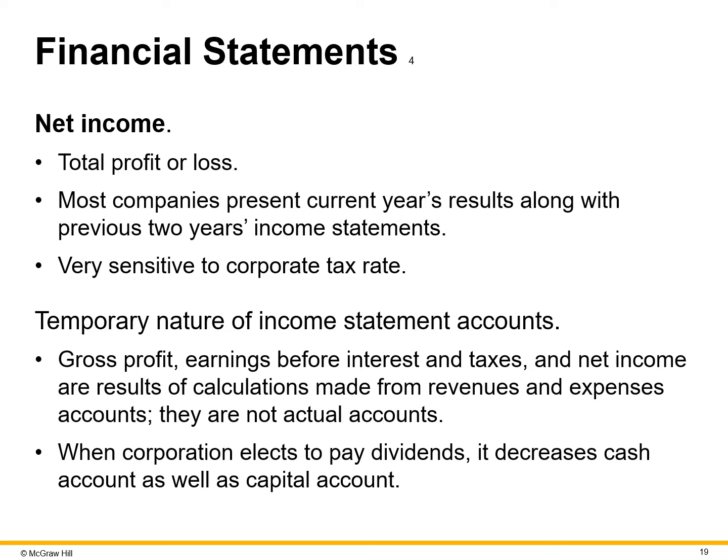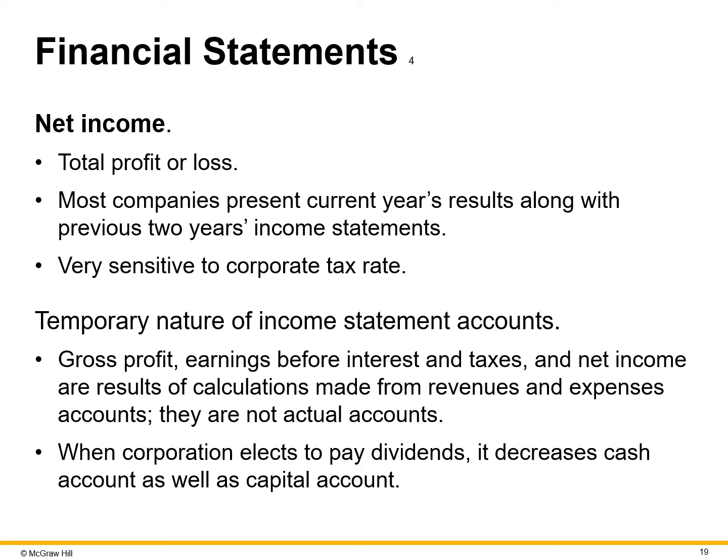Most companies present the current year's results along with the previous two years' income statements to permit comparison of performance from one period to another. Temporary nature of income statements: companies record amounts of the revenue and expense accounts during an accounting period. Gross profit, earnings before interest and taxes, and net income result from information from revenue and expense accounts.